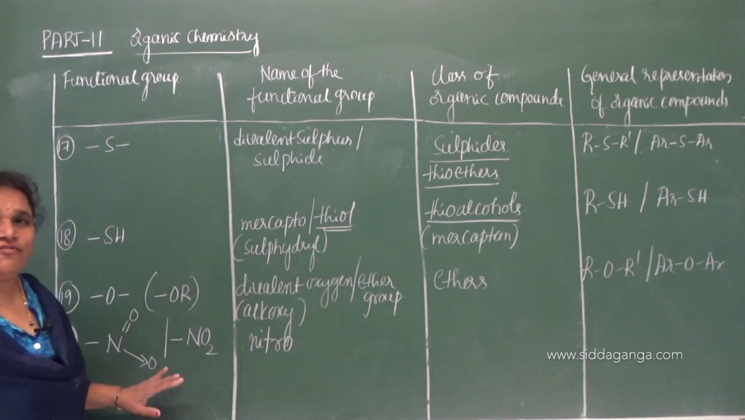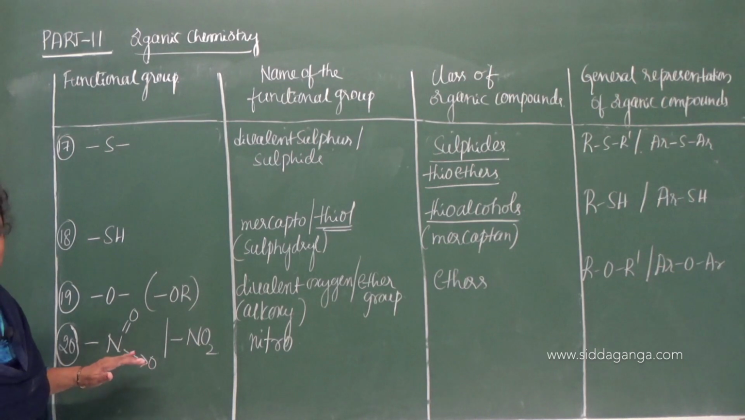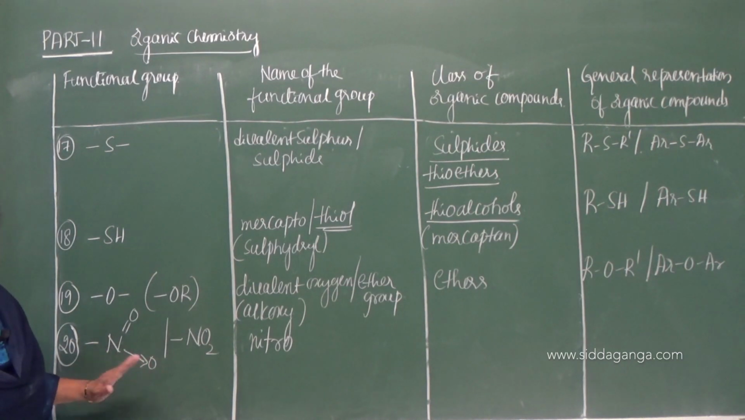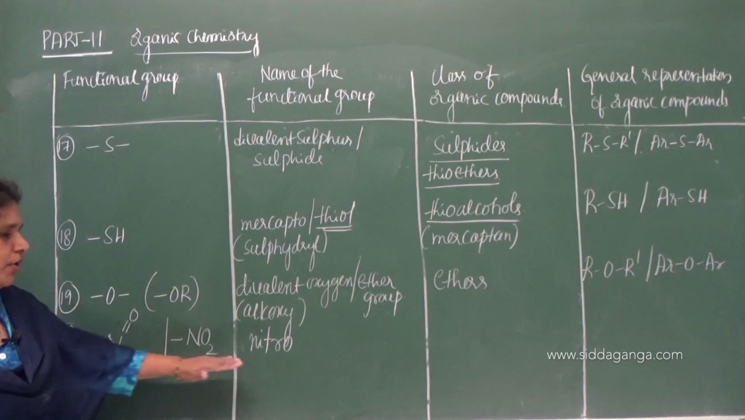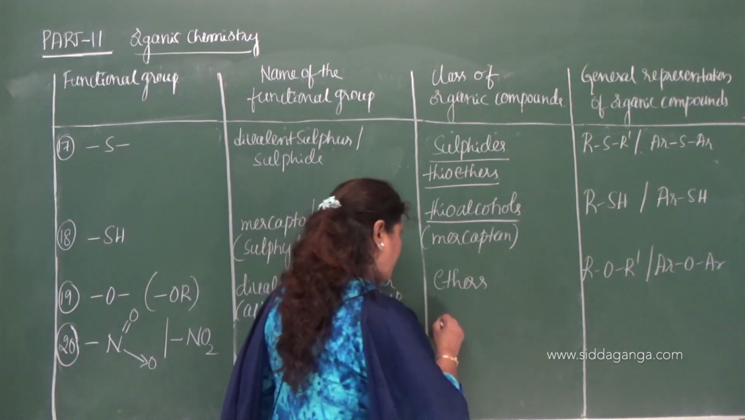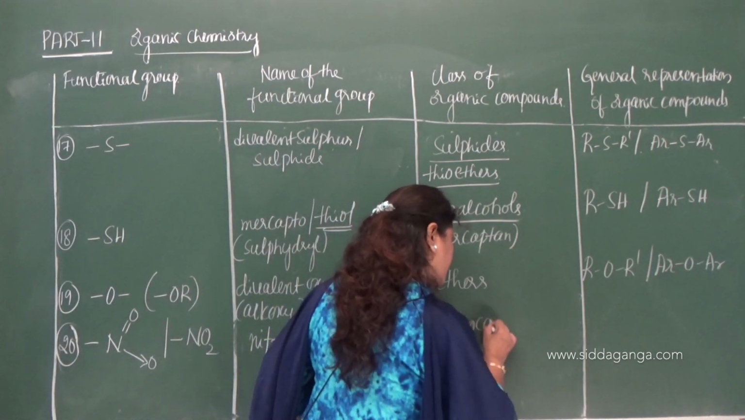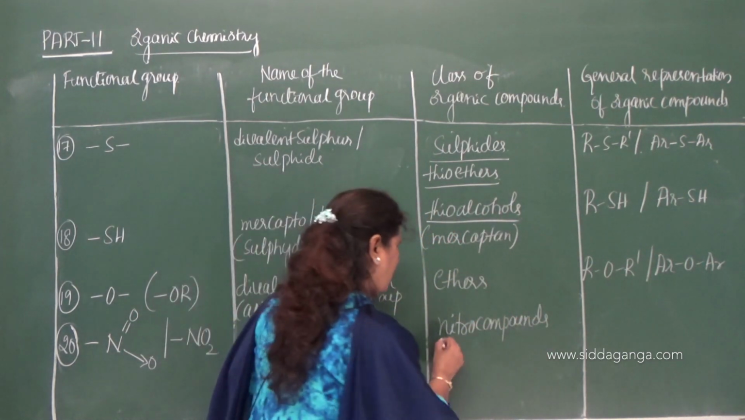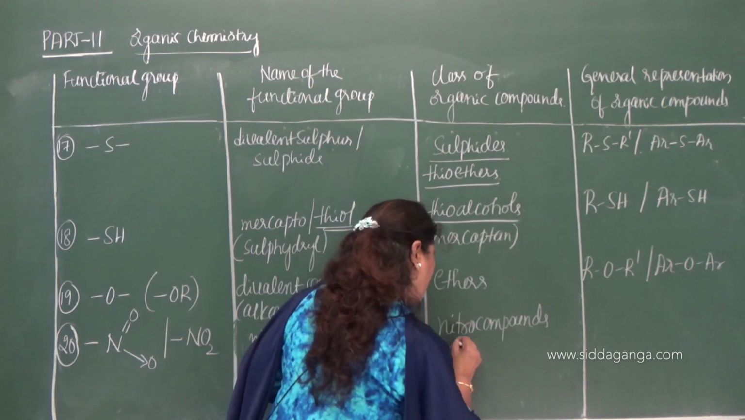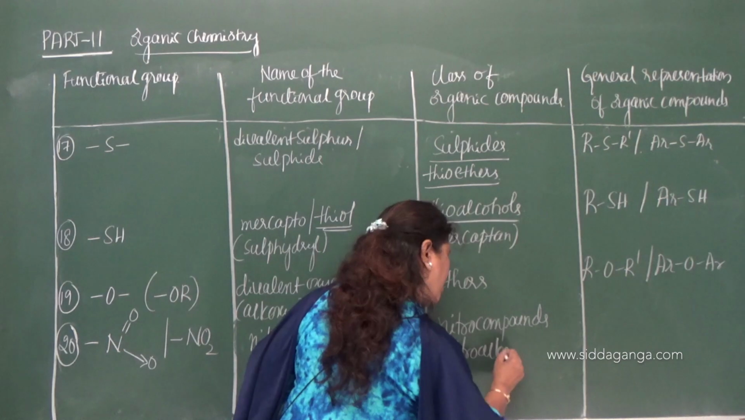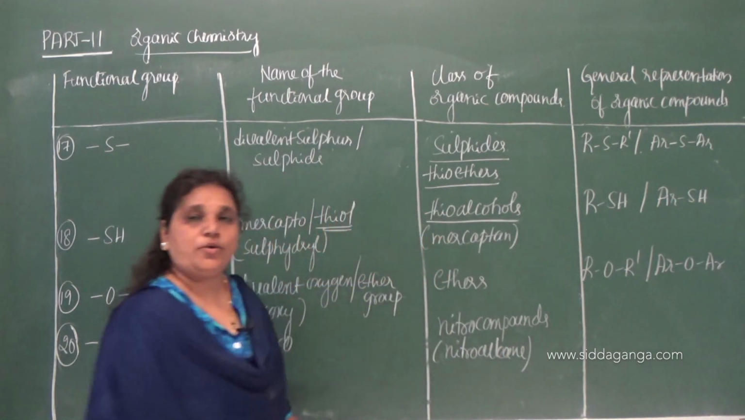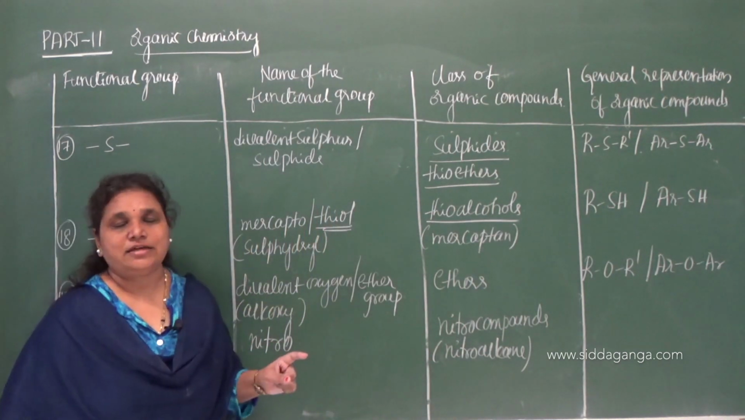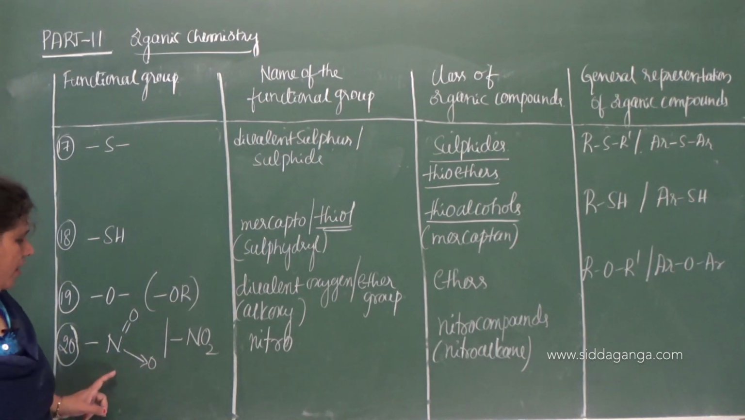It is a secondary functional group because it is nothing but a substituent obtained from nitrates. Therefore, it is the nitro secondary functional group. So, this is nitro. Then what is the class of compounds? Nitro compounds. Nitro compounds may be nitroalkanes, derivatives of alkanes. That is the class of organic compounds where we have the NO2 group.